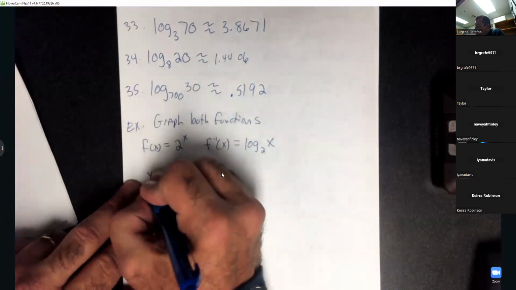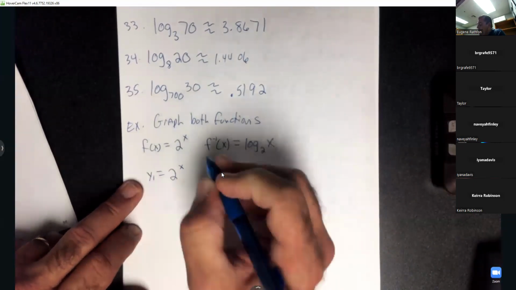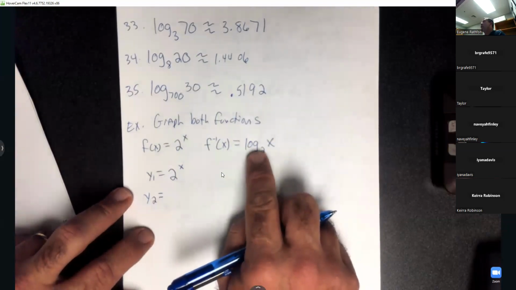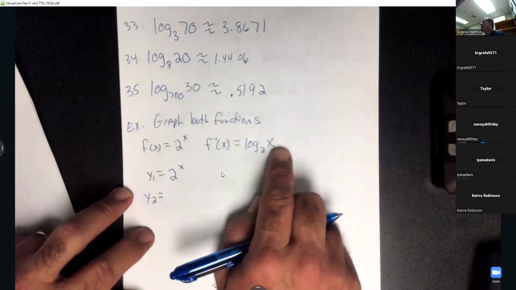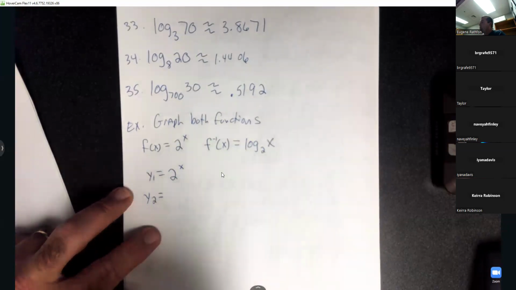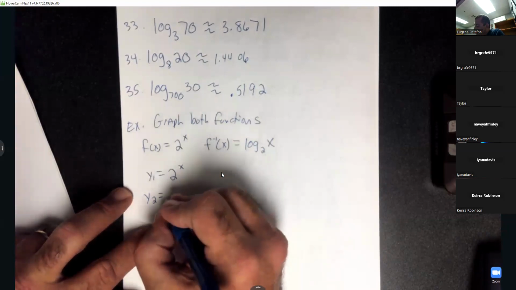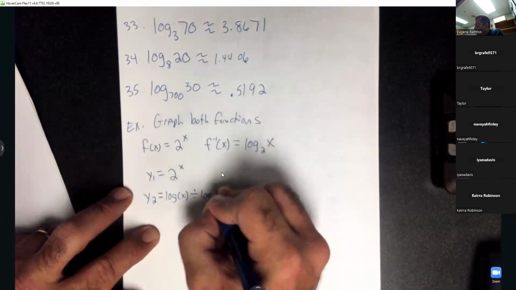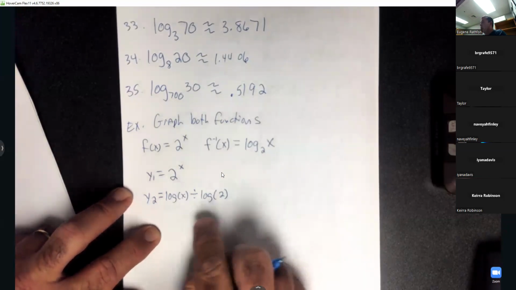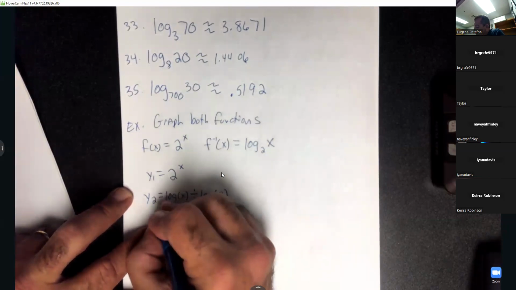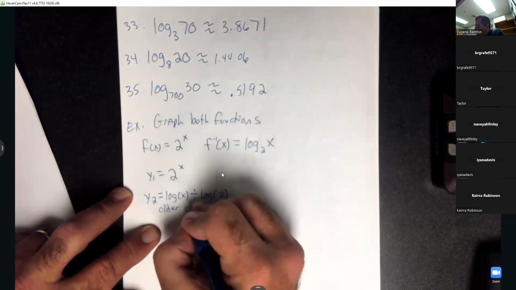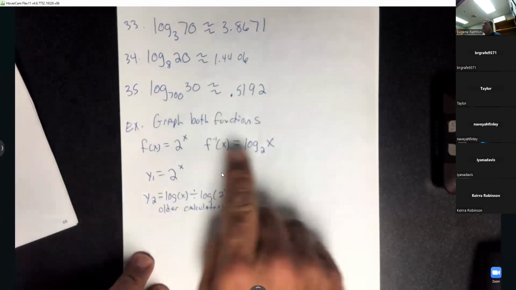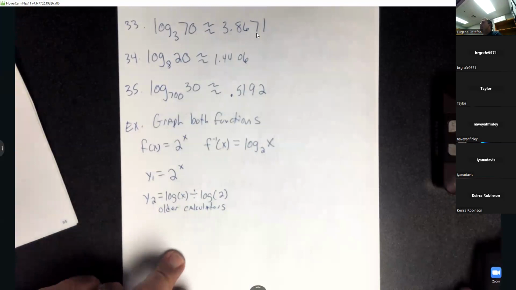So this one's easy to put in. I would put in y1 as 2 to the x. For y2, if you've got log base, you could put log base and put in 2 and an x. If you've got the old calculator, you would do the log of x divided by the log of 2. So use change of base for older calculators. So let's go see what these two graphs do.